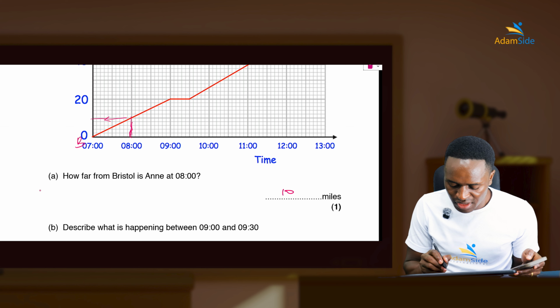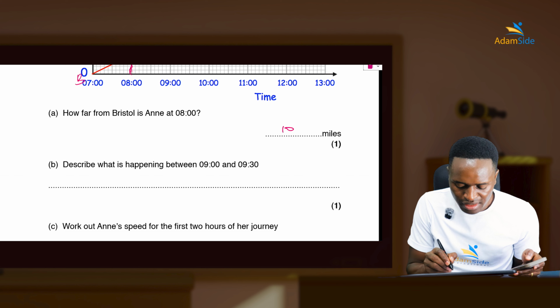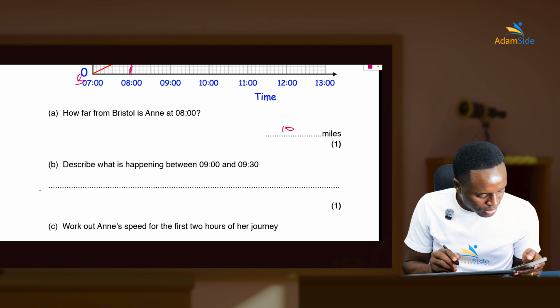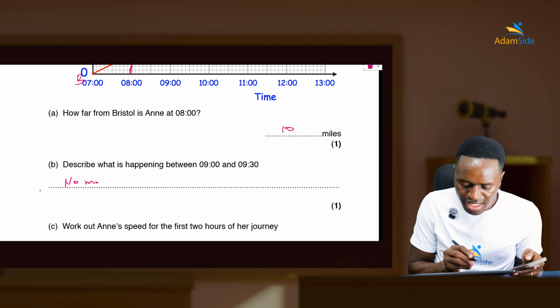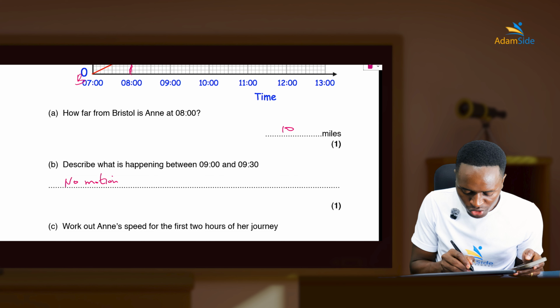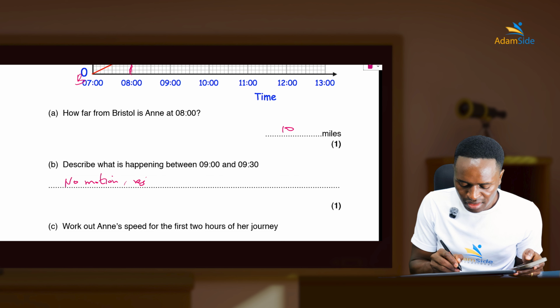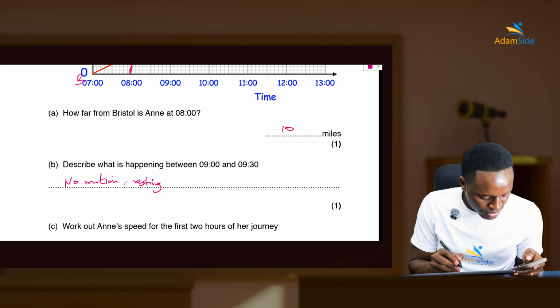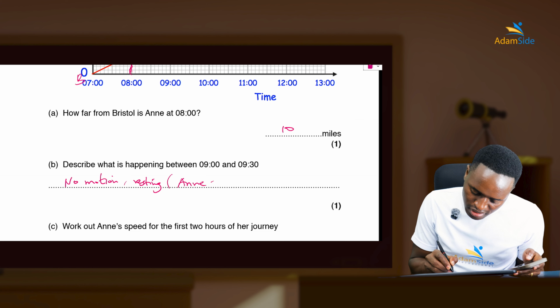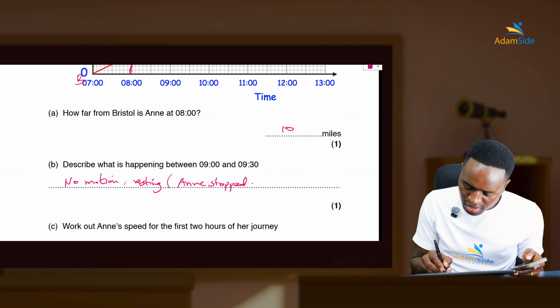Describe what is happening between 9 a.m. to 9:30. 9 a.m. to 9:30 means she's resting, or there's no motion. You can say there is no motion. You can as well say Anne is resting, or you can as well say Anne stopped.